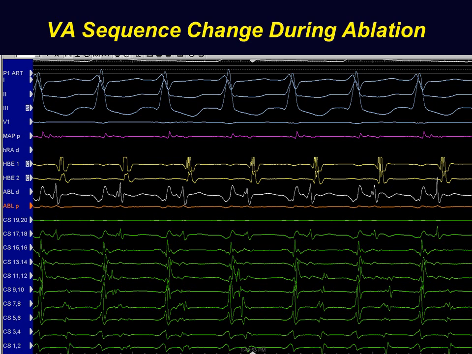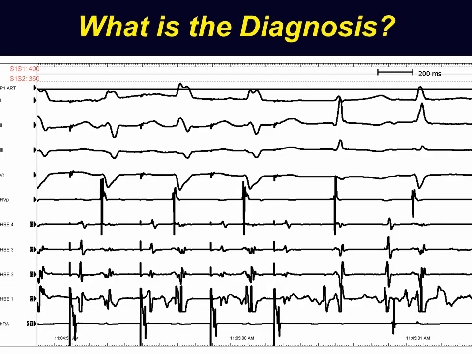Sometimes it's not uncommon to have a VA sequence change, like here. Suddenly the changes occur, and people say there are two pathways. It is actually a mitral annular block created by the ablation, because this ablation was not really targeting the exact location. We ended up producing a mitral annular block. So this is not suggestive of two pathways.